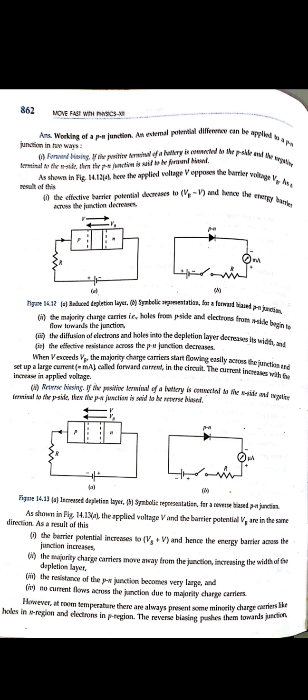But they are in the opposite direction, so the width of the depletion layer is very much less, because their recombination is stopped after getting diffused. So diffusion of electrons and holes decreases, and along with the width, the resistance across the PN junction will also be decreased, because the holes from the P side and electrons begin to flow towards the junction.